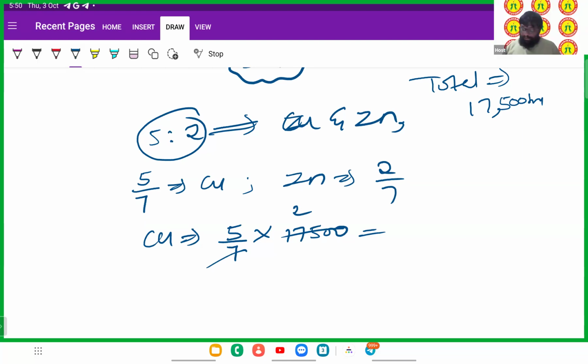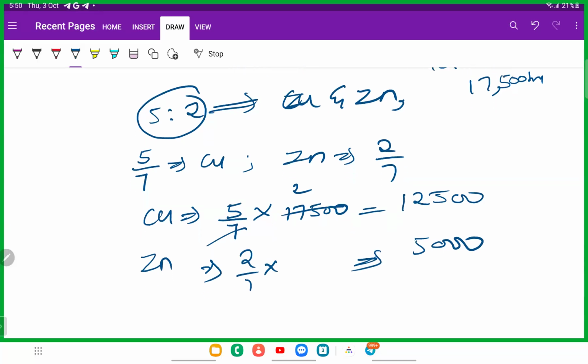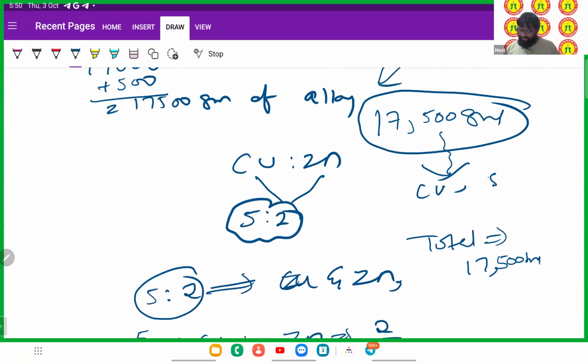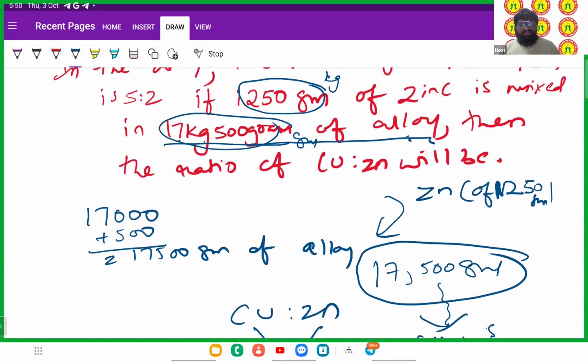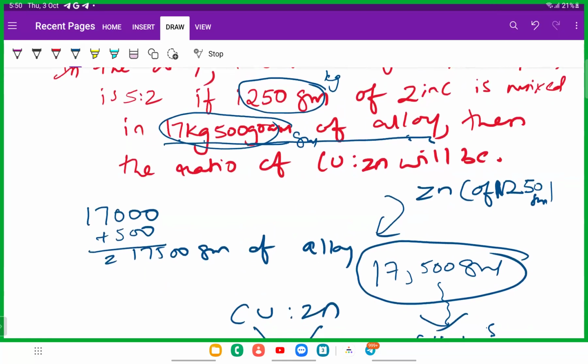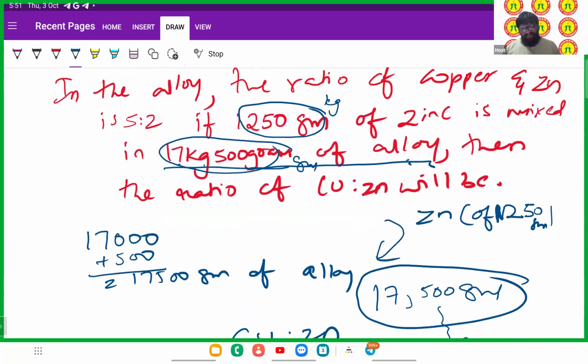So copper is 12,500. So what is zinc then? Please calculate 2 by 7 into 17,500. The remaining part is 5,000 grams of zinc. A student says that 1250 grams of zinc is already given as mixed.